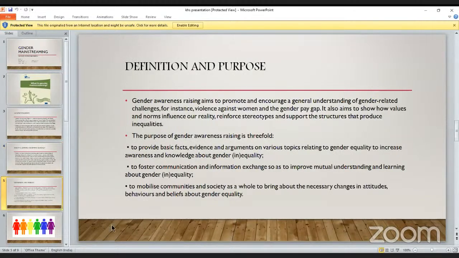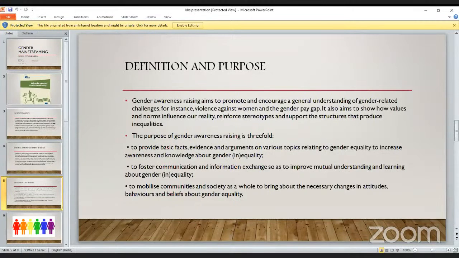Yes, so gender awareness raising aims to promote evidence and arguments on various topics related to gender equality to increase awareness and knowledge about gender inequality. Second, to foster communication and information exchange so as to improve mutual understanding and learning about gender inequality. Third, to mobilize communication and society as a whole to bring about the necessary changes in attitudes, behaviors, and beliefs about gender inequality.